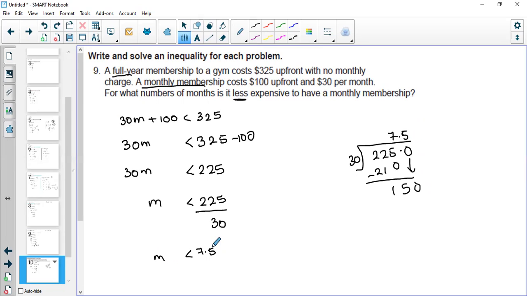Now they're asking for what number of months is it less expensive? So you could say this is less for any number which is less than 7.5. So it could be less for 7 months, or it can be less for 6 months, because you're counting months, right? 5, 4, 3, 2, or 1 month. Definitely there is no 0 month, right? So it can be 1, 2, 3, 4, 5, 6, or 7 months, because these are the numbers in months which are less than 7.5.